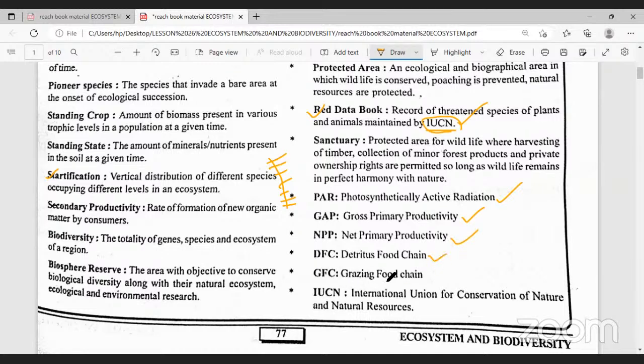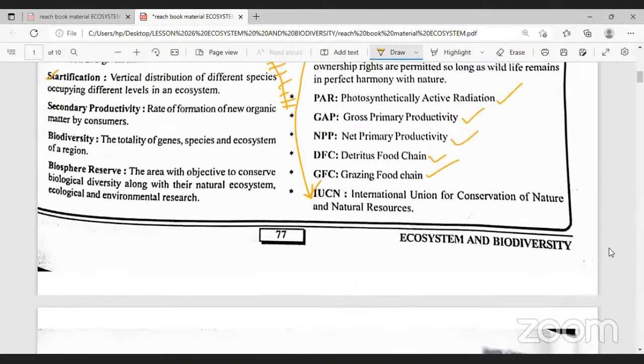GFC, grazing food chain. And the last one is very, very important. IUCN is the International Union for Conservation of Nature and Natural Resources. So this is very, very important, my dear. These are the technical or basic terms that come inside the lesson. Okay, my dear, put the exact lesson sheet.